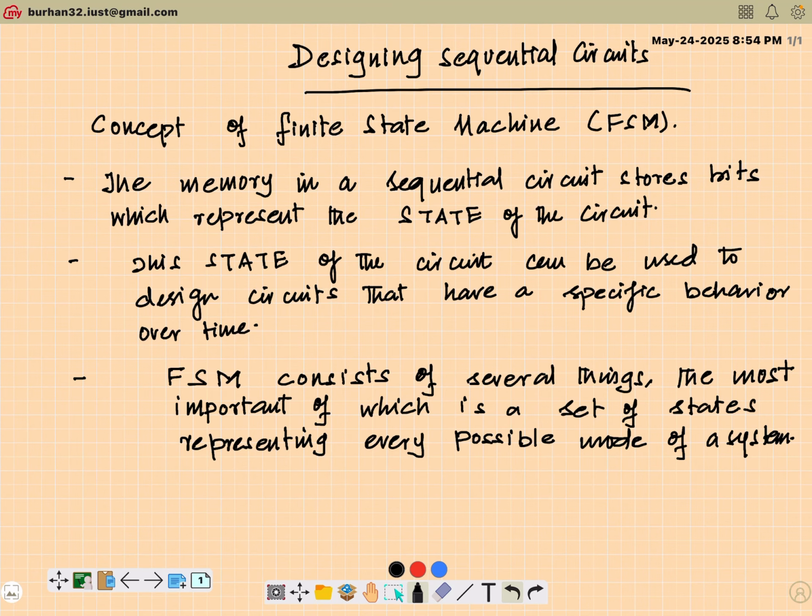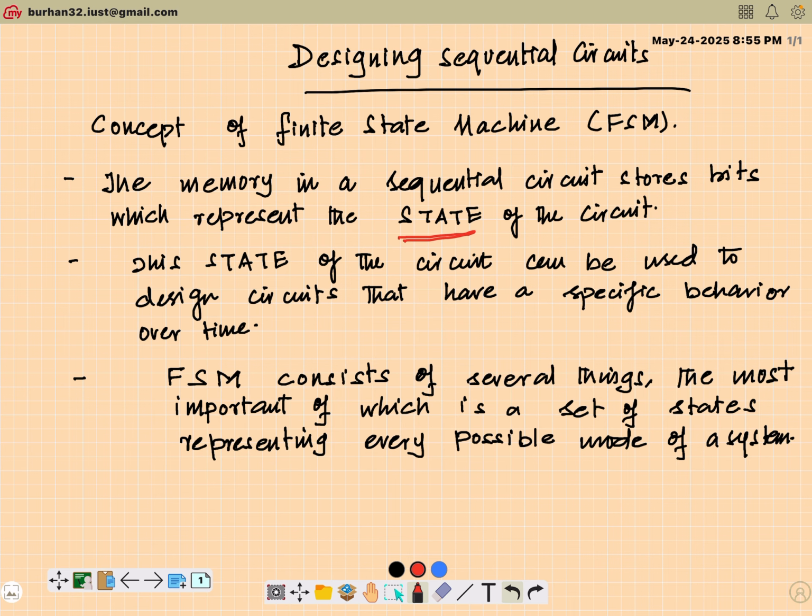So for a particular state at a given instant of time, the circuit will be in some sort of a state, fine? And that state will be stored as binary information in the memory that appears in the feedback path, right? So the memory in a sequential circuit stores bits, and those stored bits will represent the state of the circuit at any given instant of time, right? And we can actually come up with a methodology based on this state of the circuit to design the sequential circuits, or to design the circuits that have a specific behavior over time.